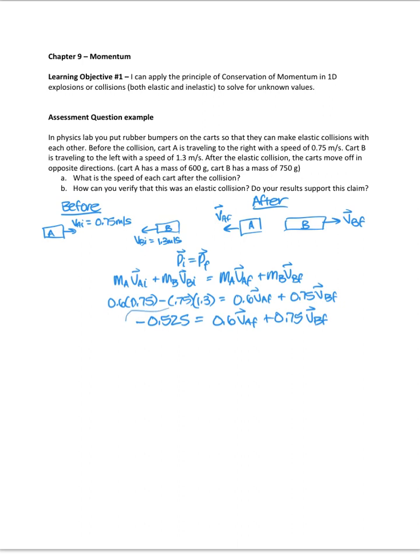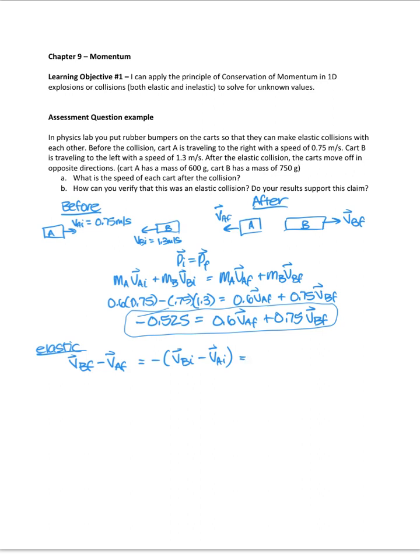Now, this is my one equation I got from conservation of momentum, and you can see I have two unknowns. But when we have an elastic collision, there's another condition, and it talks about the relative velocities before and after. Basically, the relative velocity after, which is taken by subtracting the two final velocities, is equal to minus the relative velocity before. So this is true in all elastic collisions, and this is going to be the condition that we can use. This will give us one more equation that will allow us to solve for both our unknowns.